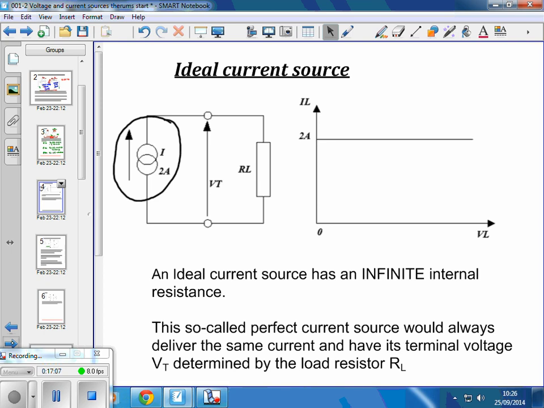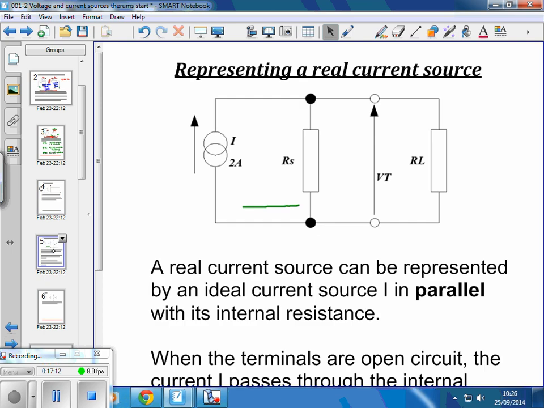The voltage source is definitely easier to understand. Okay, but we can represent what happens with a real current source by representing it as an ideal current source, whose resistance is infinite, in parallel with its internal resistance. So this time there's a parallel resistance.